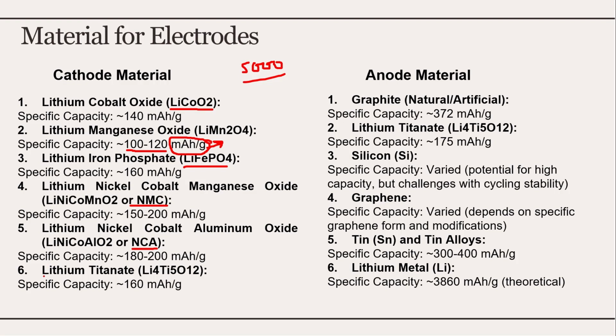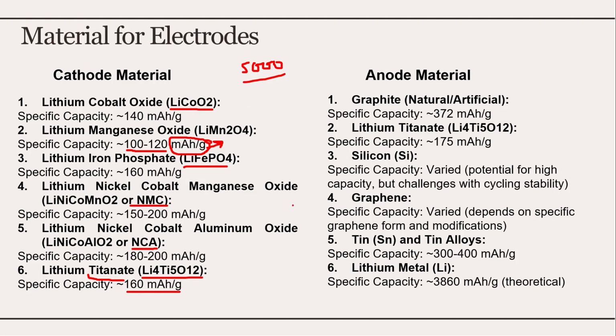And another one is lithium titanate. It's another battery. It has a very large cycle life, but because of the titanate it's costly, so this battery is very costly, but the lifespan is very good for this battery. It also has a capacity of 160 mAh per gram.